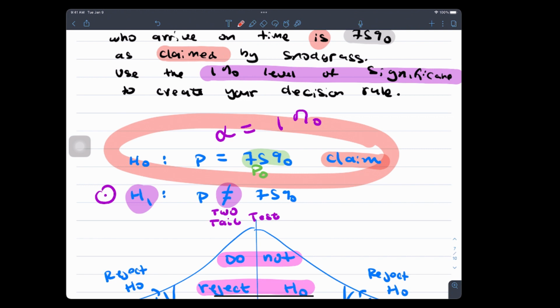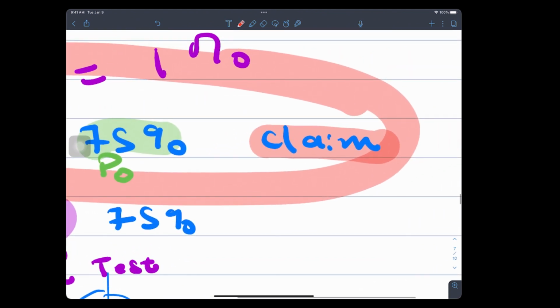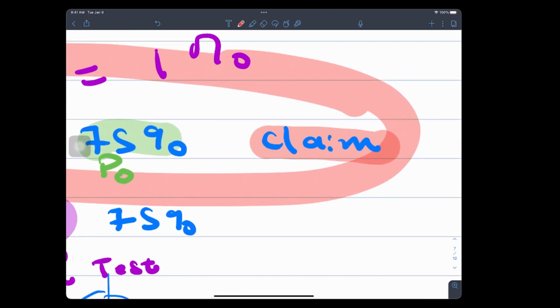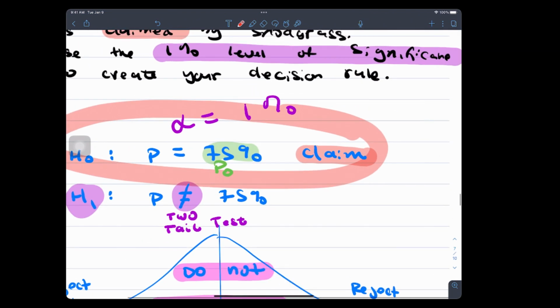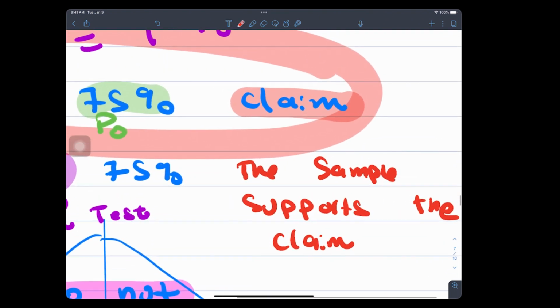What's the conclusion? The sample supports the claim. Yeah, how do you know? What did we just embrace? The claim. So formally, you say this: the sample supports the claim. You say, why, Mr. Judge? Because what did you just do with the claim? You embraced it. Is that right? There it is. That's it.